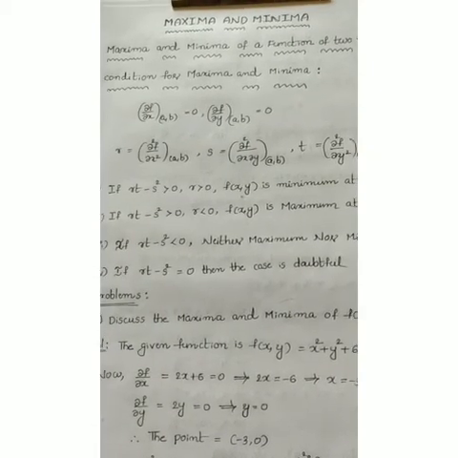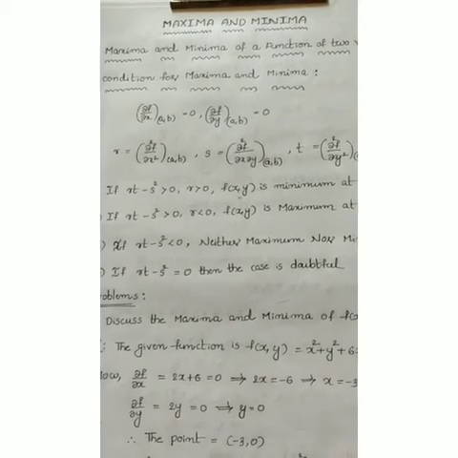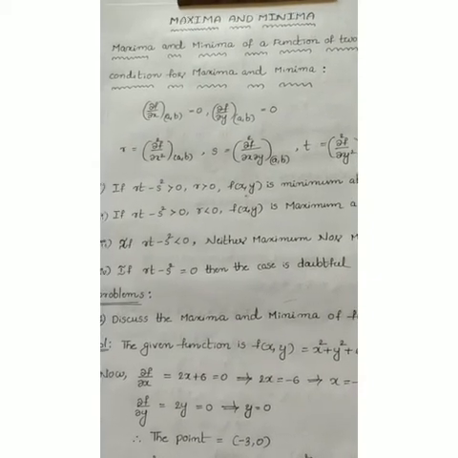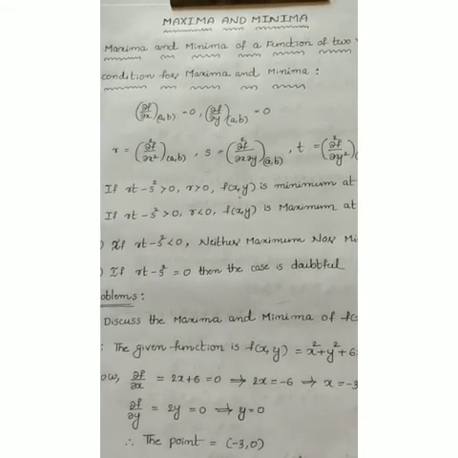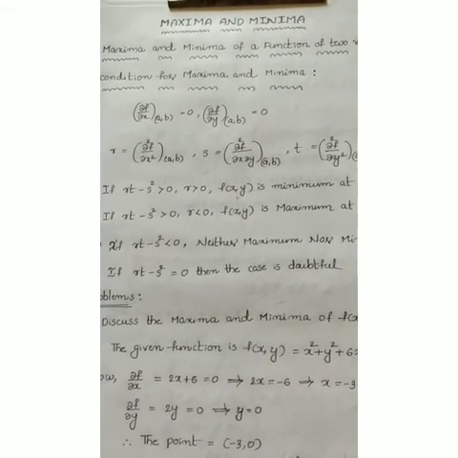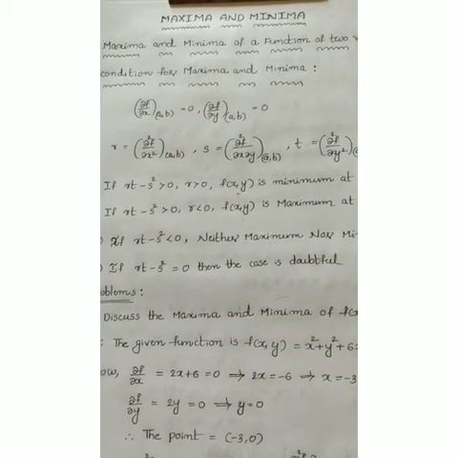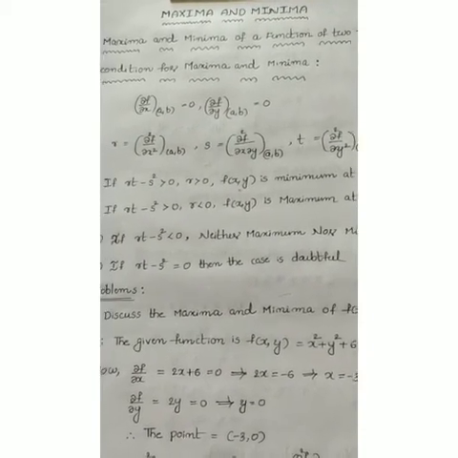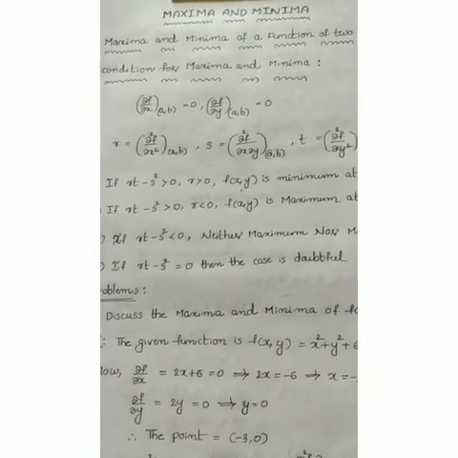Here, what is maxima and what is minima? It means at which point the given function has the maximum value, that is maxima, and at what point the function has the minimum value, that is minima. So this is maxima and minima of function of two variables. So what is the condition for maxima and minima?